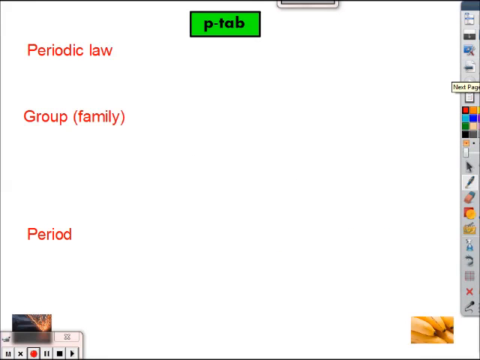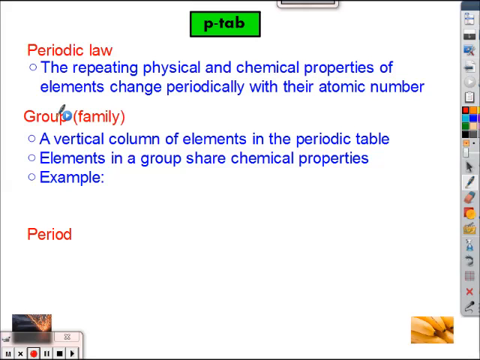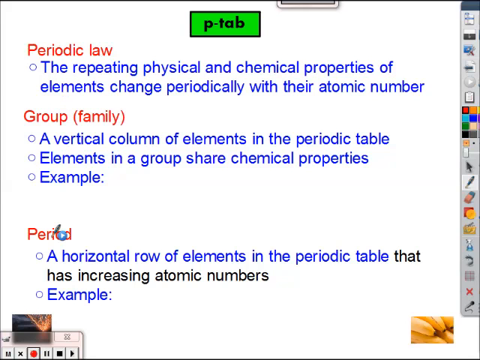A couple other definitions here. Periodic law is the repeating physical and chemical properties when elements change with their atomic number. A group is the vertical column of elements in the periodic table, so if I look at things that are going down. And a period is the horizontal row. So a group is going down, a period is going across.